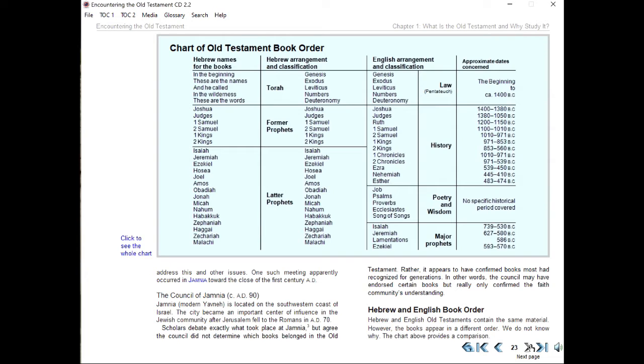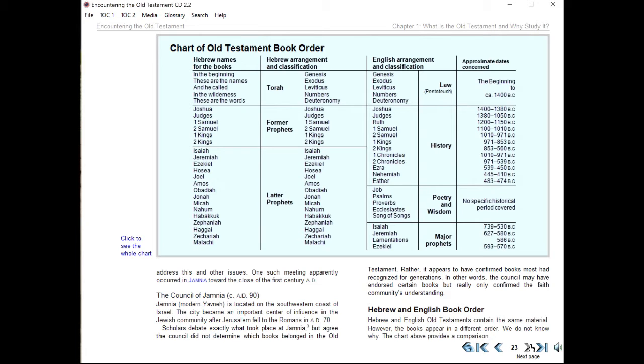Hebrew and English book order. Hebrew and English Old Testaments contain the same material. However, the books appear in a different order. We do not know why. The chart above provides a comparison. Chart of the Old Testament book order. Hebrew names for the books.